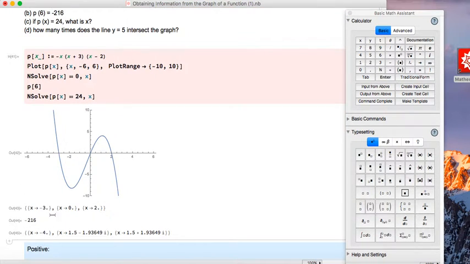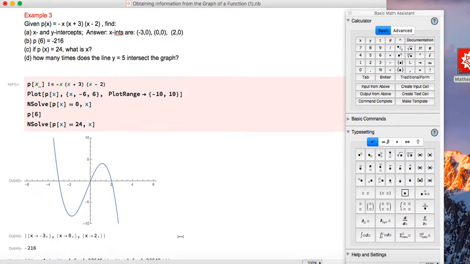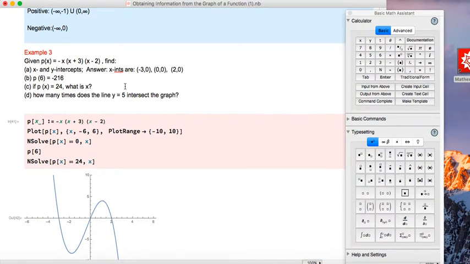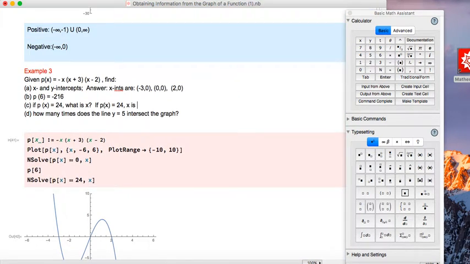Here we can say x equals negative 4, and 1.5 minus 1.94i, and x equals 1.5 plus 1.94i. Both of these two are imaginary numbers. So for the real solution, x equals negative 4. So here if p(x) equals 24, x is negative 4.